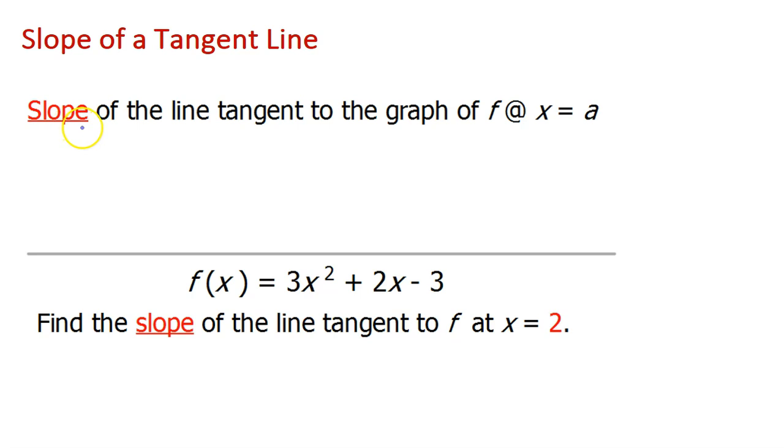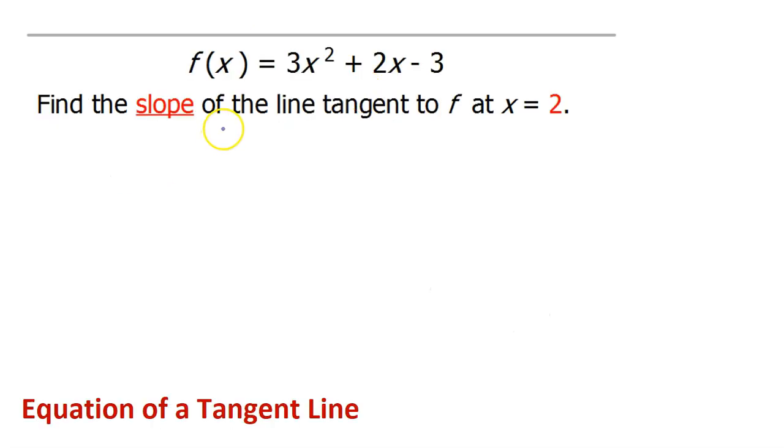So when we talk about the slope of the line tangent to f at x equals a, we are talking about f prime at a. So the derivative at a point is the slope of the tangent line at that point. For example, if I want to find the slope of this function f of x at x equals 2, I need to find f prime at 2.